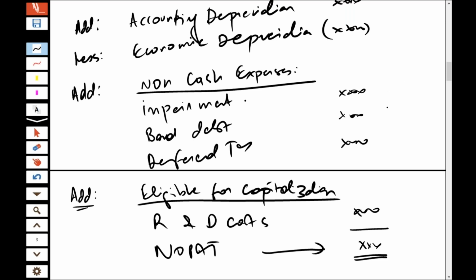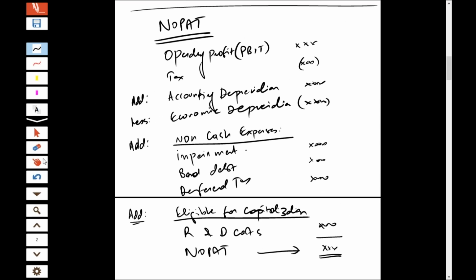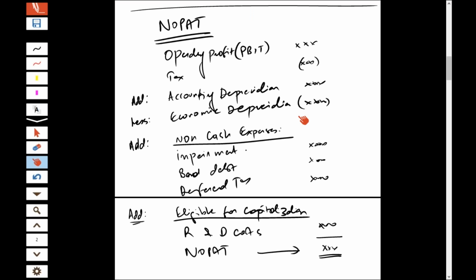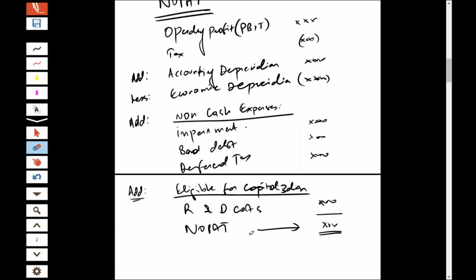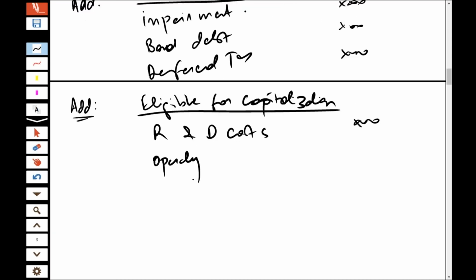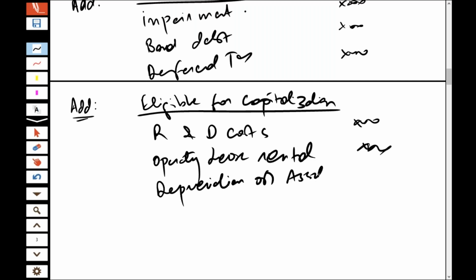Okay, so I have written the computation of the NOPAT in front of you. The NOPAT means the net operating profit after tax. Let's try to understand how we calculate this NOPAT for the purposes of the computation of economic value added. Now, there is one more adjustment that I would probably do, and that's the operating lease rentals and depreciation on assets.